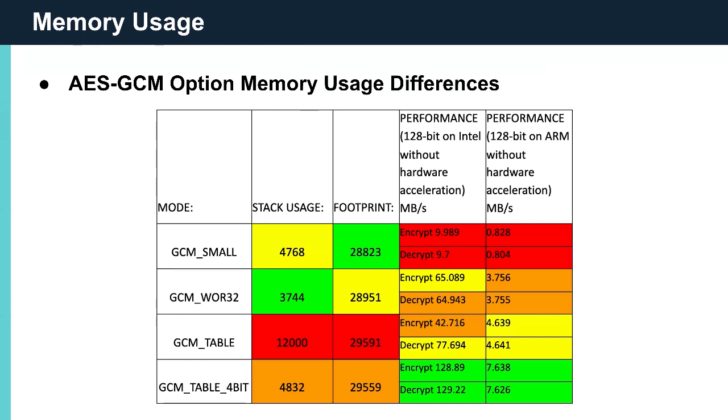Here is a comparison between our AES-GCM options that shows you stack usage and footprint size in addition to performance. You can see that GCM table 4-bit was our fastest, but it's not necessarily the smallest if you're concerned about your resource use or stack use. So there's not always a best option. It depends on your requirements and what you have available as far as memory on your system.